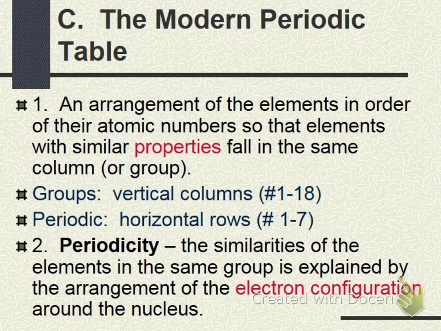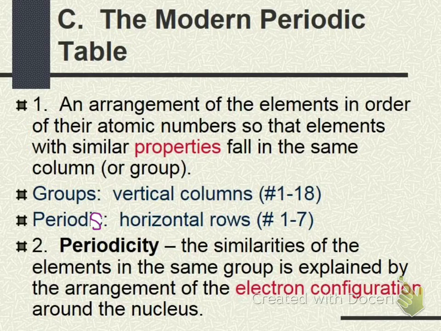And then it should say periods, not periodic. I don't know why it says that. But periods, let's change that right now. So it's periods. Mark that out. And periods are the horizontal rows across, side to side.